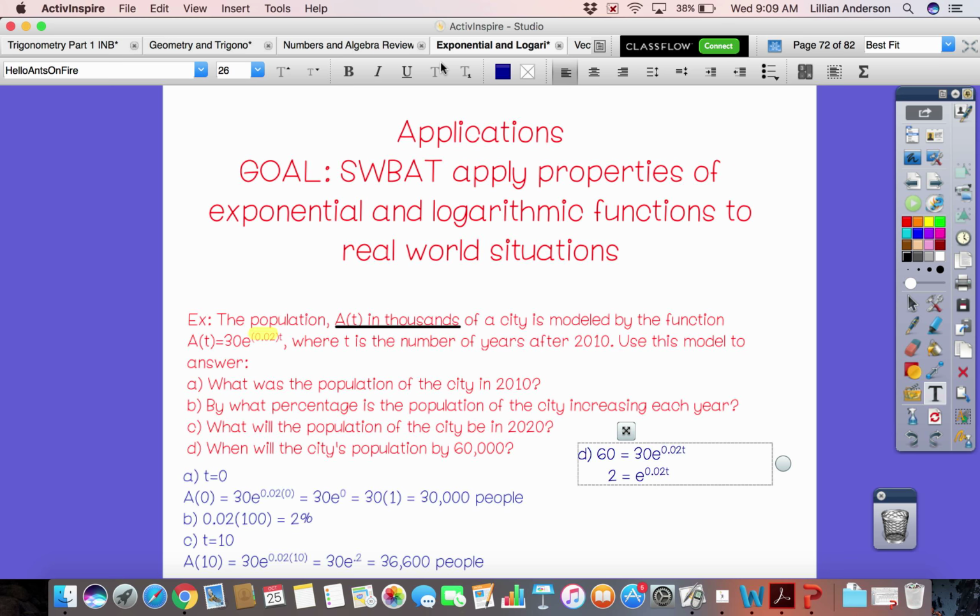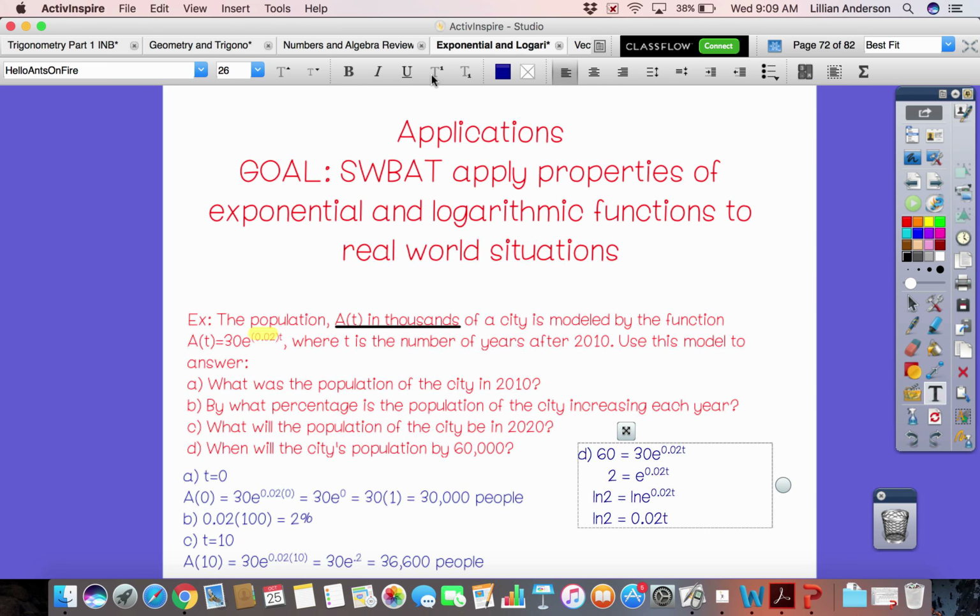And anytime e is involved in a problem, we know that we're going to end up taking the ln of both sides because we have to get rid of that e. We've got to bring that exponent down to the front, or bring it down out of the exponent. So when we do that, we have ln of 2, and the ln of e is equal to 1, so that cancels out.